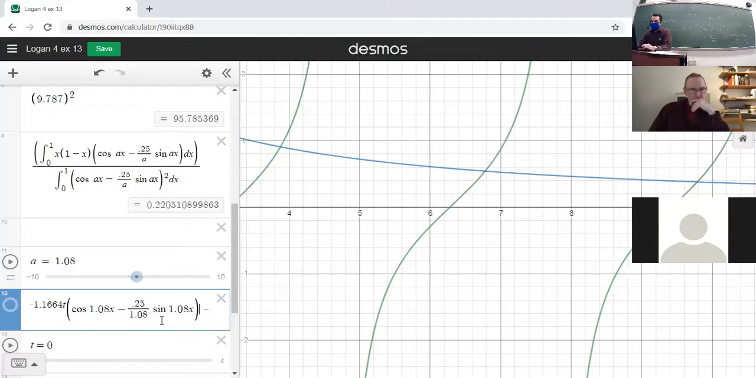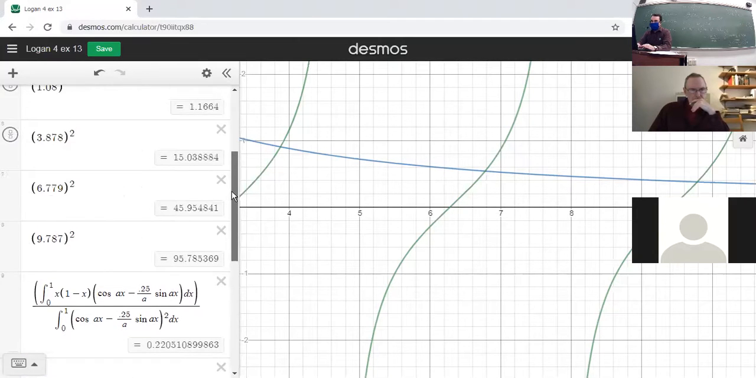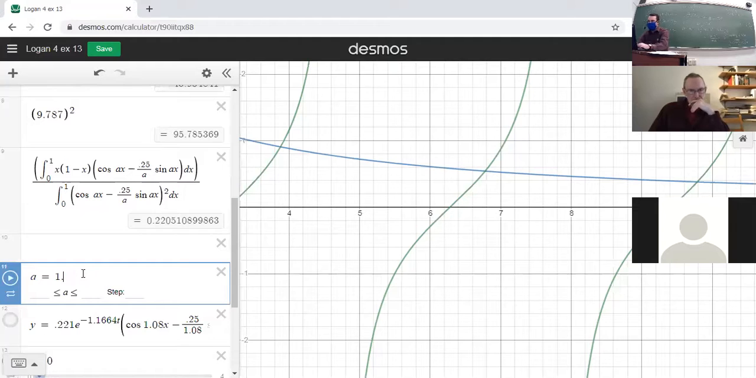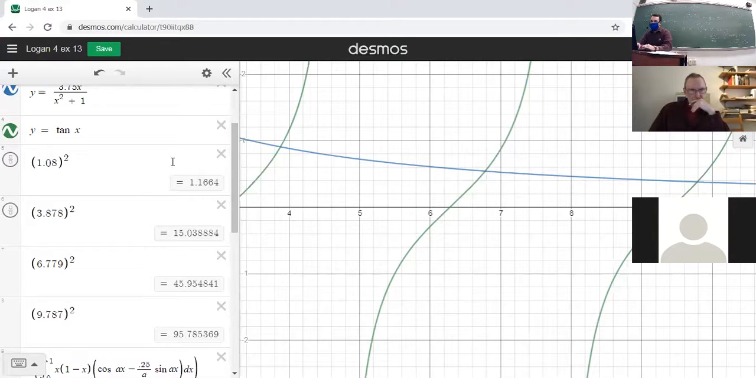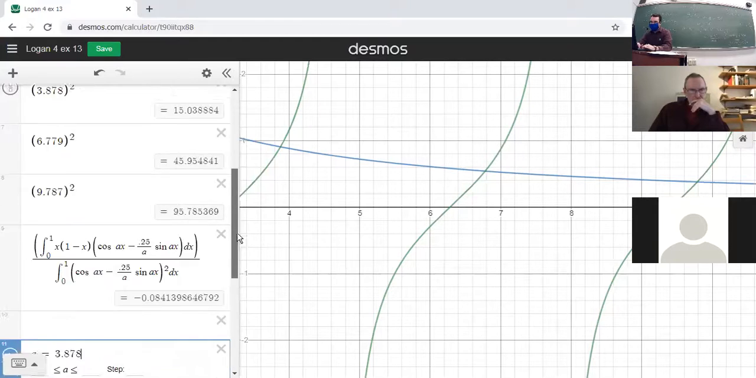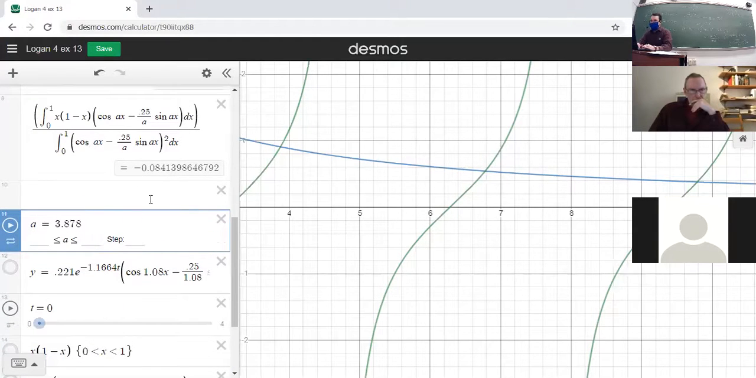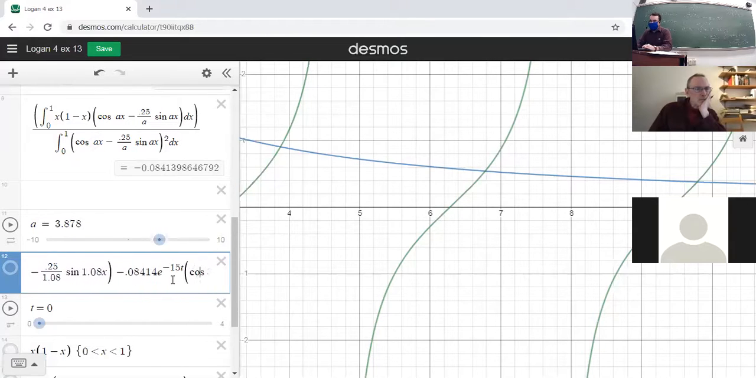So that's correctly entered. The next one, what's this coefficient C2? I have to plug in 3.878. Is the 1.16 just 1.08 squared? Yeah, you can see that here. Right. That's correct. So finding now coefficient C1, I get negative 0.084. So you see the coefficient's kind of rapidly decreasing. And then you'll see the second term. There's that coefficient e to the minus 15t. So again, the damping is starting to get huge.